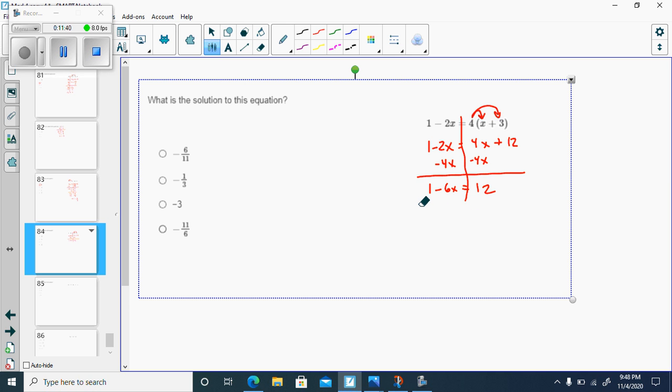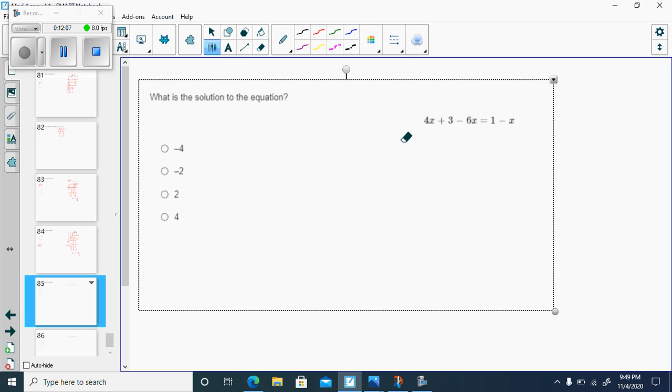Okay, this is a positive 1. Let's subtract 1 from both sides. And that leaves me with negative 6x equals 11. Okay, now let's divide both sides by negative 6, so we can cross the equal sign. X gives me negative 11/6. Okay, there's my solution.